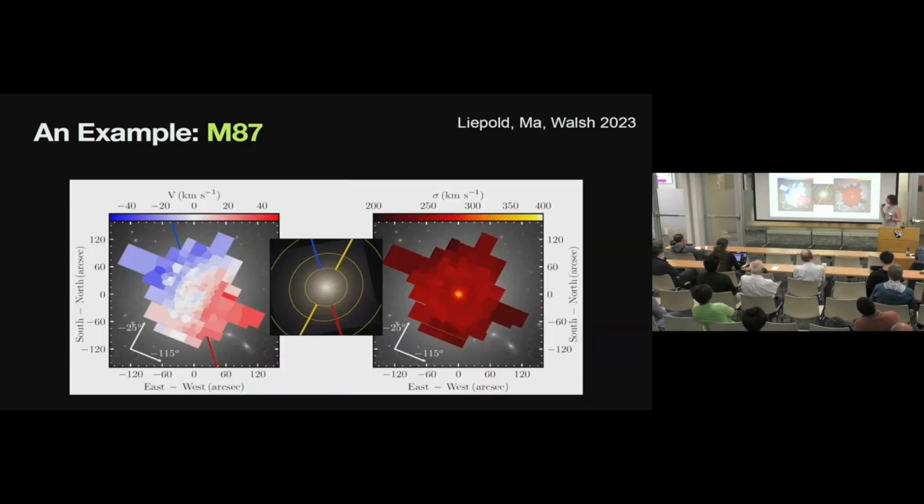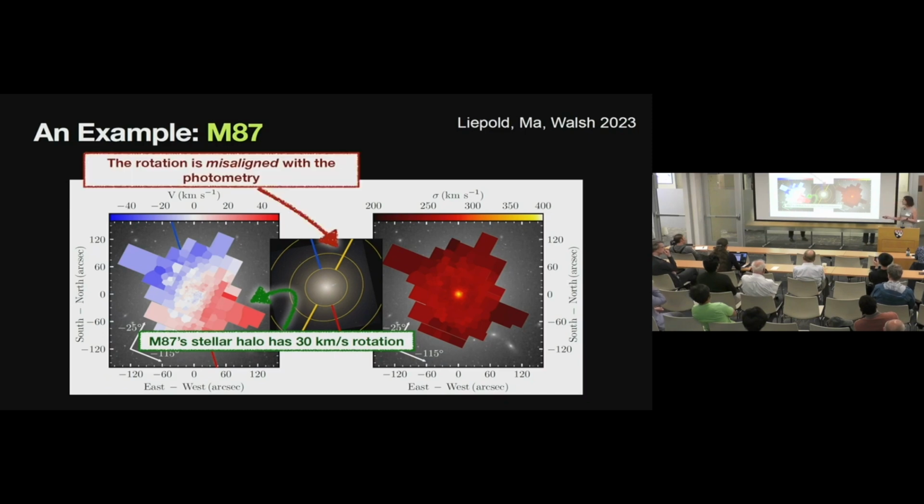Okay, so we can do all sorts of fun things with this data. On the left side, we have the velocity map of M87, and we can see that one side is coming towards us, the other side is moving away from us. So M87, in contrast with other very massive elliptical galaxies, actually has this really strong sense of rotation throughout its stellar halo with an amplitude of about 30 kilometers per second.